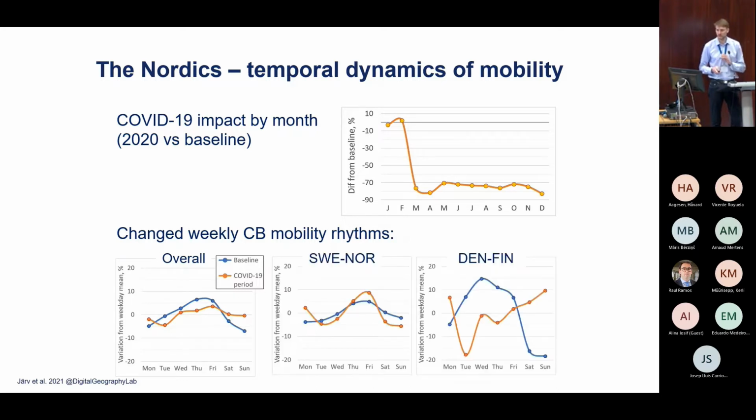And when focusing on different country pairs, we can clearly see that these weekly rhythms have changed quite significantly. Thinking, for example, about the mobility between Sweden and Norway, we can see that during COVID time, mobilities were more concentrated on Fridays and Mondays, whereas at other times it was more stable throughout. And in the case of Denmark and Finland, we saw basically the opposite kind of weekly rhythm, which helps to capture these changes.